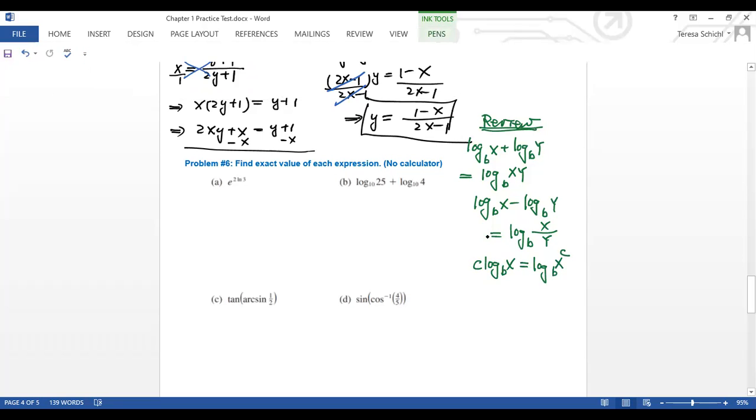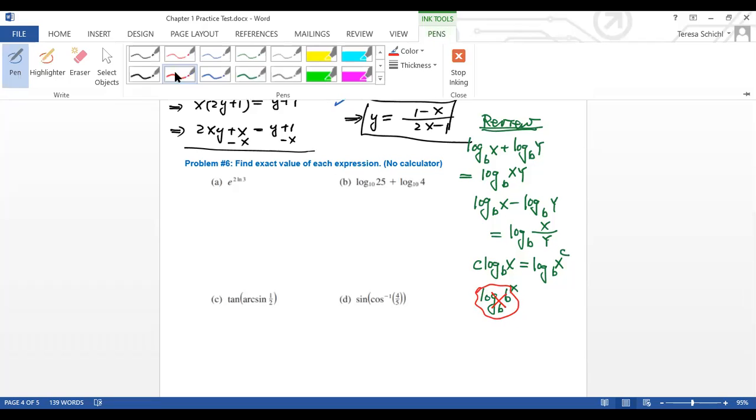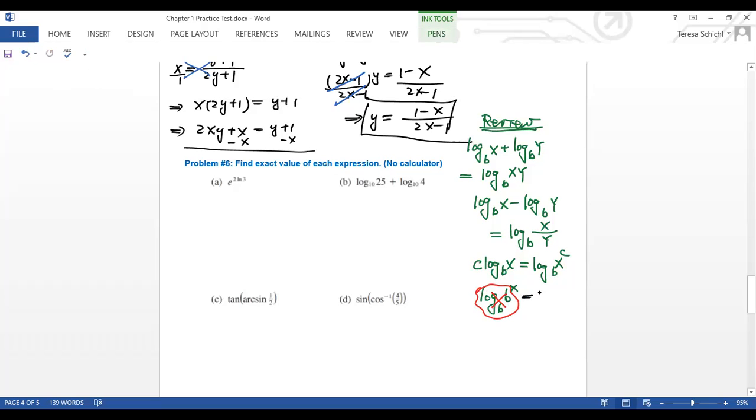They are the inverse, so they cancel out. So what's that mean? That means if you have log b of b to the x power, because this b and this base b are the same, you can cancel that out. And what is this one here? It will be x.